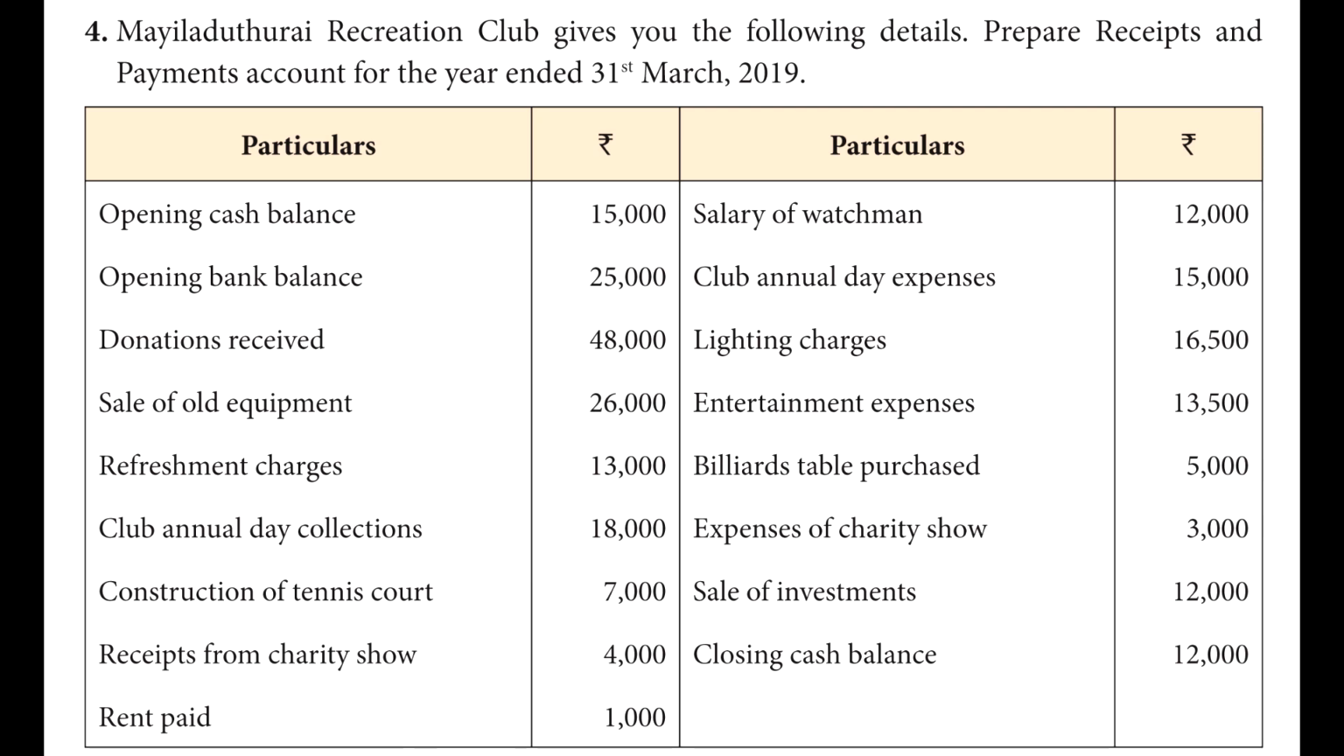Opening cash balance 15,000, opening bank balance 25,000, donations received 48,000, sale of old equipment 26,000, refreshment charges 13,000, club annual day collections 18,000, construction of tennis court 7,000, receipt from charity show 4,000, rent paid 1,000, salary of watchman 12,000, club annual day expenses 15,000, lighting charges 16,500, entertainment expenses 13,500, billiards table purchased 5,000, expenses of charity show 3,000, sale of investments 12,000, closing cash balance 12,000.